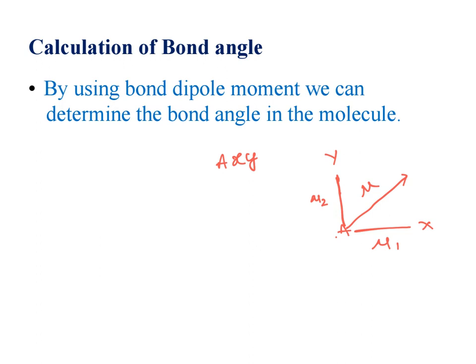The resulting dipole moment mu equals under root of mu1 square plus mu2 square plus 2 mu1 mu2 cos theta. Here the theta, whatever value we get, represents the angle between the bonds. Let's take some examples.